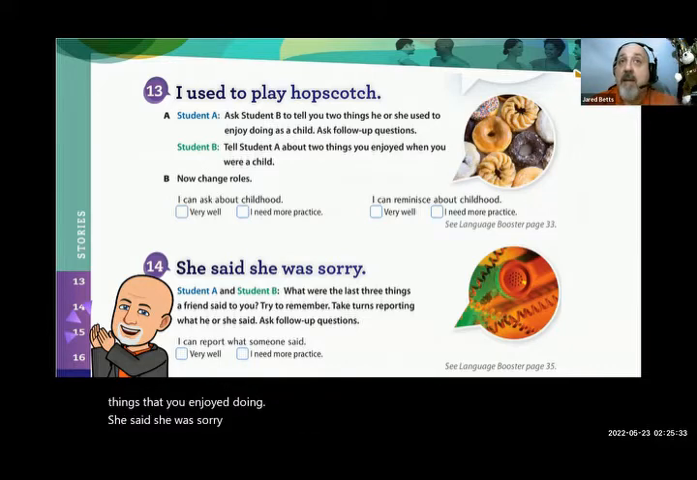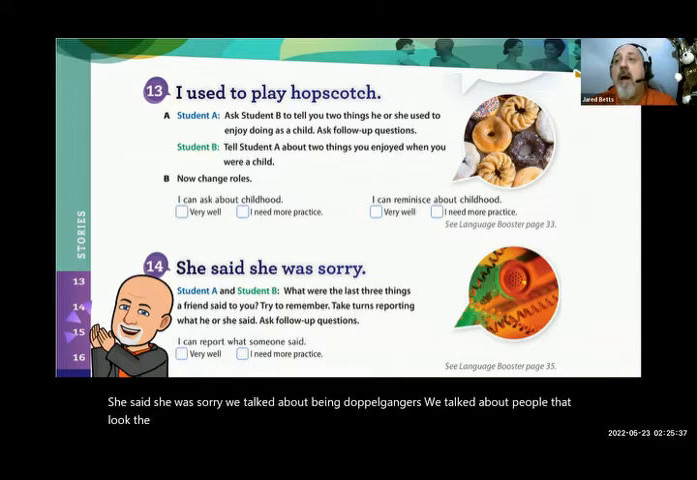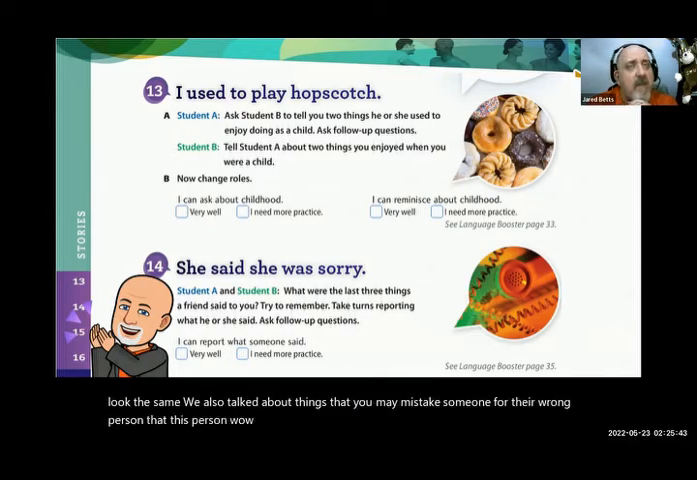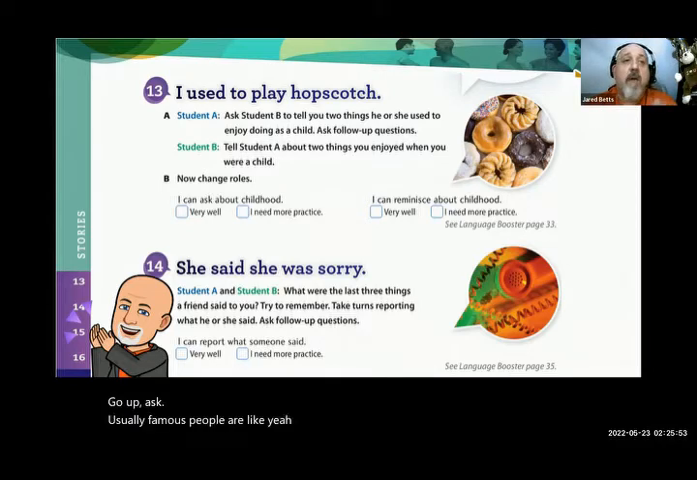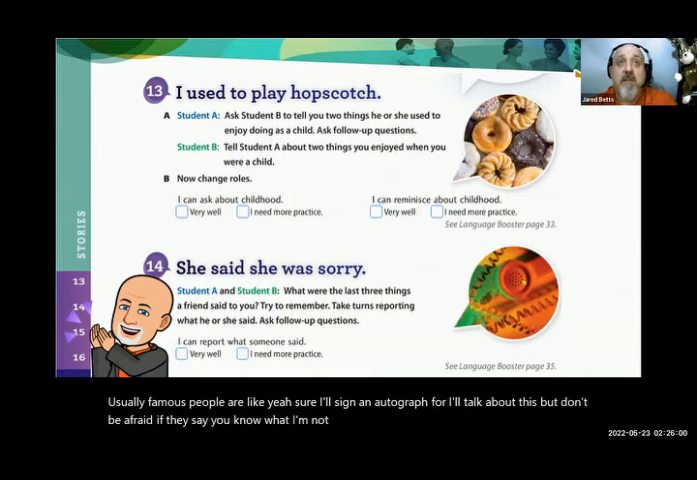We talked about doppelgangers, people that look the same. We also talked about how you may mistake someone for the wrong person, like, wow, that looks very like a famous person. Maybe they are, maybe they're not. Go up, ask. Usually famous people are like, yeah, sure, I'll sign an autograph, or I'll talk about this. But don't be afraid if they say, you know what, I'm not famous, please just leave me alone.